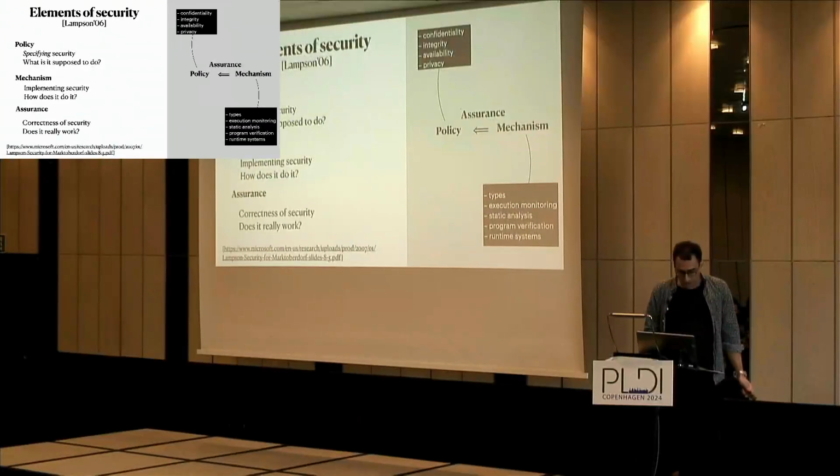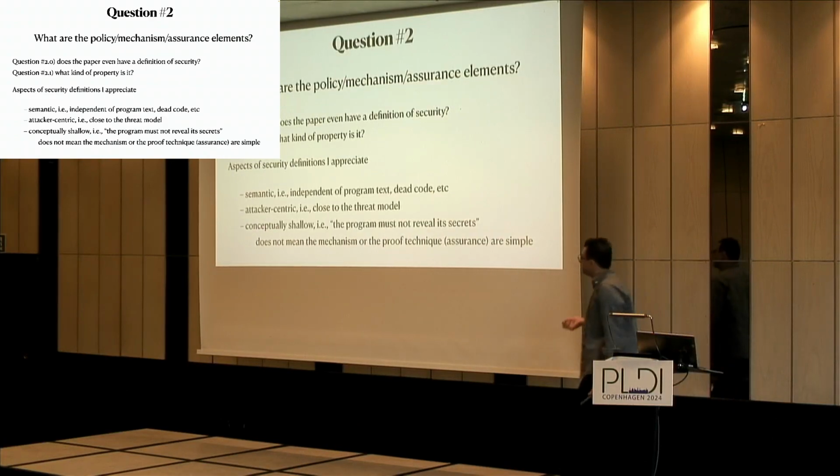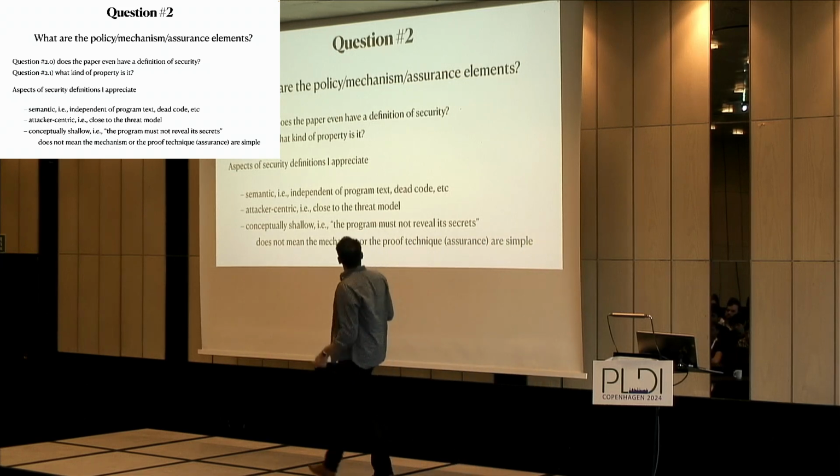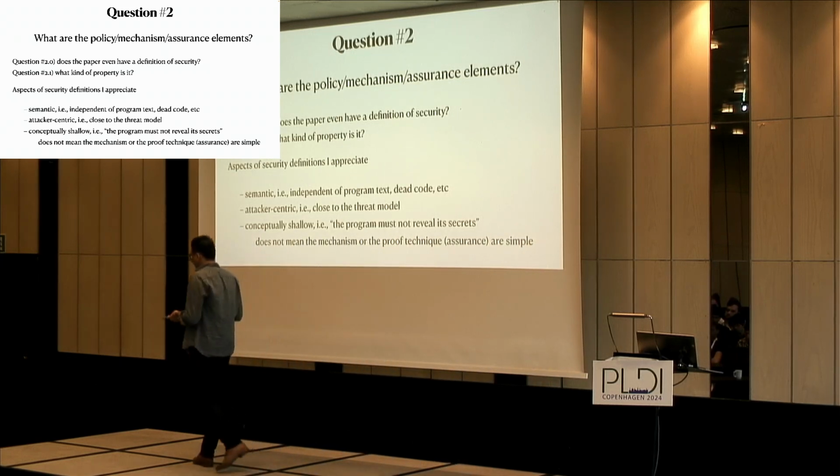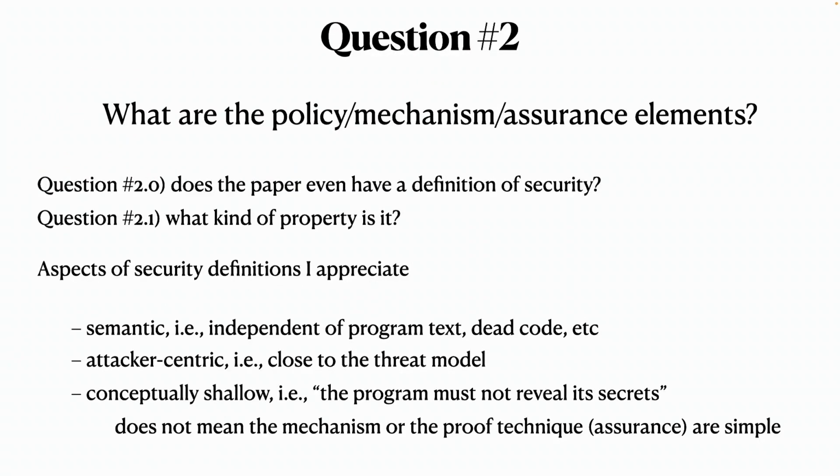Okay. So then question number 2 when I read a PL security paper is: what are the policy, mechanism, assurance elements? And question 0 is: does the paper even have a definition of security, right? Do the authors of this paper even understand what they mean by security in this case? Sometimes they don't. Sometimes they say security is just this should not happen, that should not happen, and this should not happen. So that puts it in a bit of an ad hoc situation, right? These are just things that are not supposed to happen. You don't really have a positive definition of security. It doesn't mean the paper is bad. There may be other good things about the paper. Or it means that the security question at hand is really complicated.